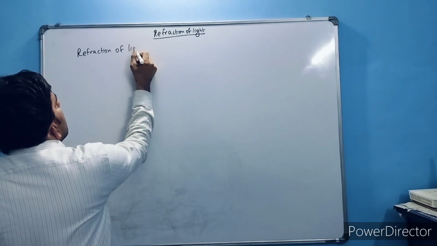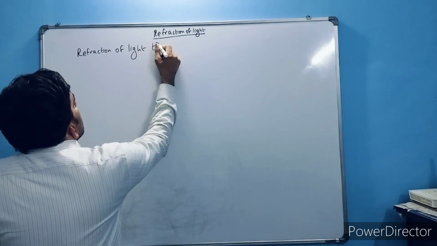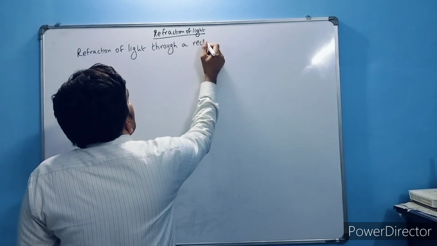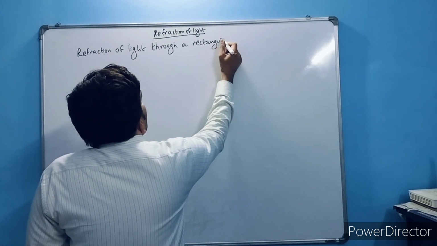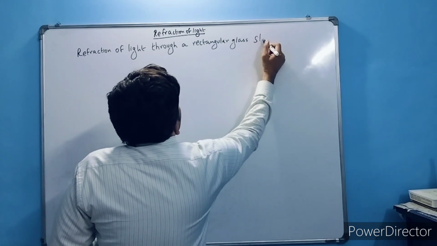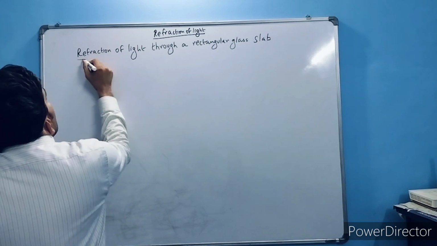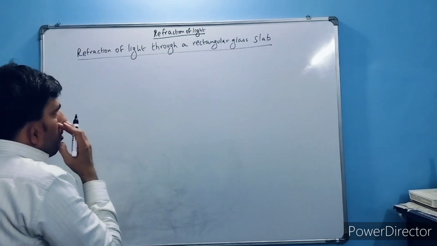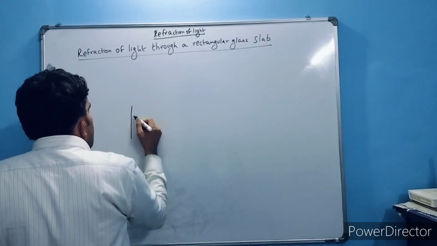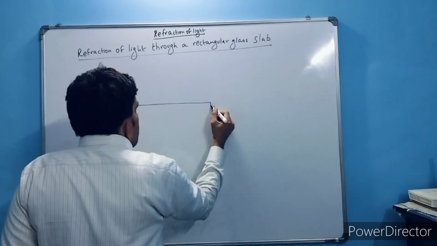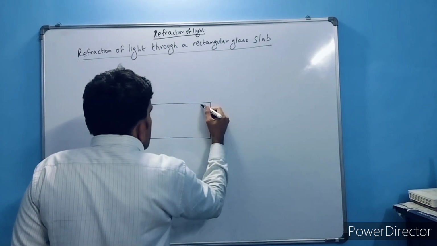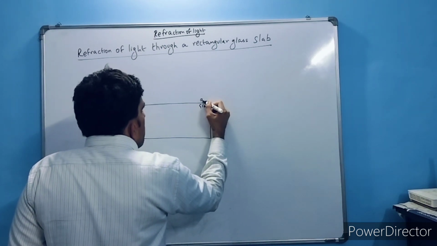Refraction of light through a rectangular glass slab. Now let us try to see what this is. First of all, try to make a rectangular glass slab. Okay, so this is glass, this is air.